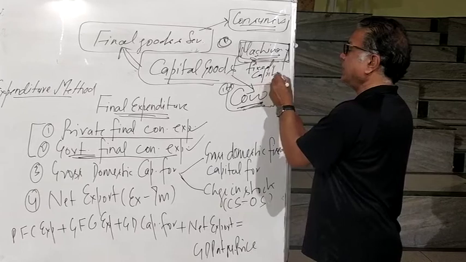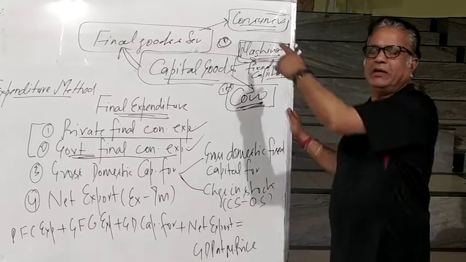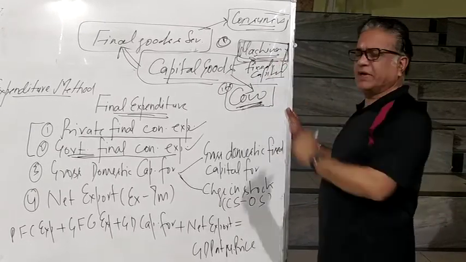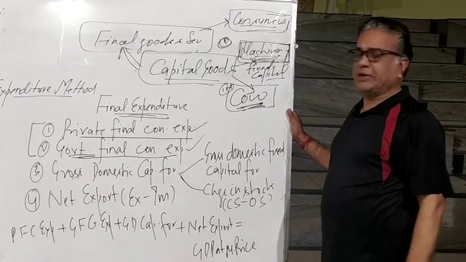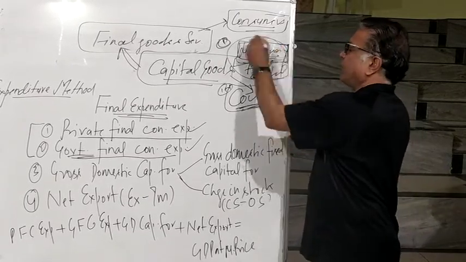What is a machine? Fixed capital. Building? Fixed capital. Bridge? Fixed capital. Dam? Fixed capital. So there are two types of capital. One which remains fixed, we call it fixed capital.